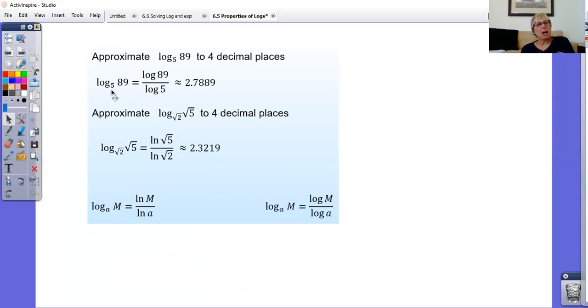So right here, log base 5 of 89 could also be written as just plain old common log of 89 over common log of 5. You can put it in your calculator and just go to town. Over here, let's say you want to use your ln button. Natural log of the argument over natural log of the base. Put it in your calculator and you're done. So you can change any log to a natural log problem or a common log problem.